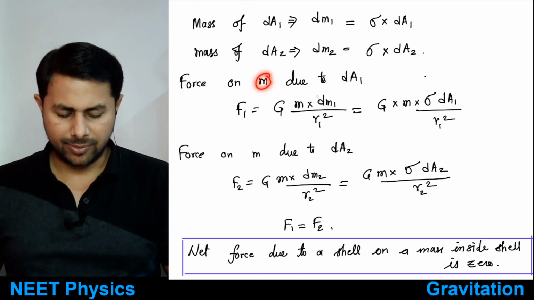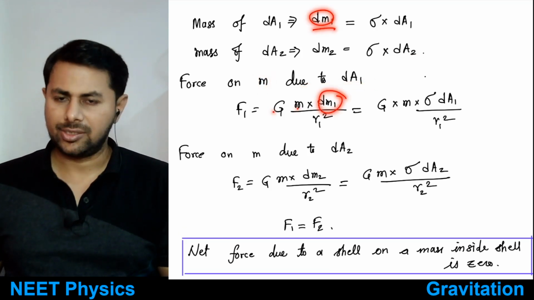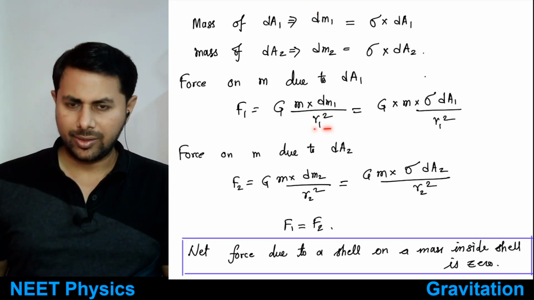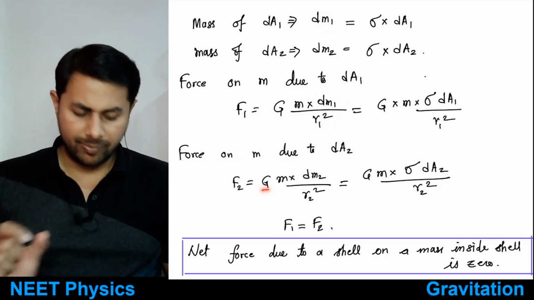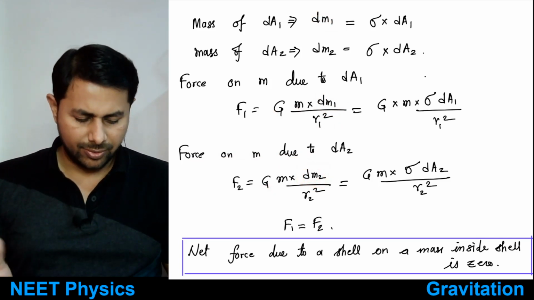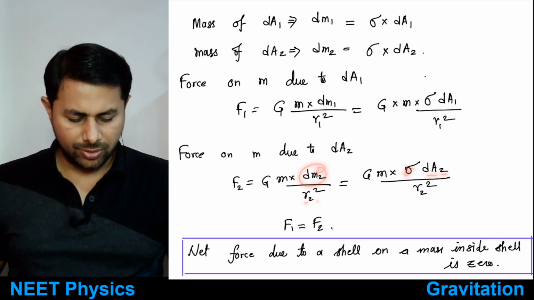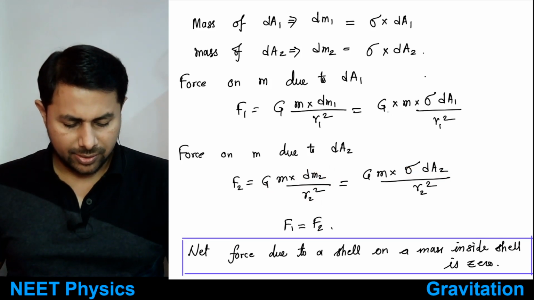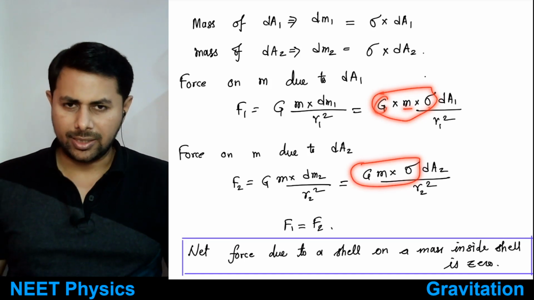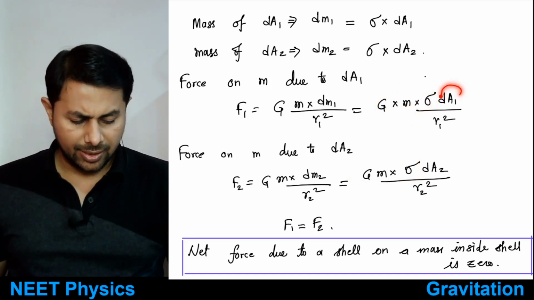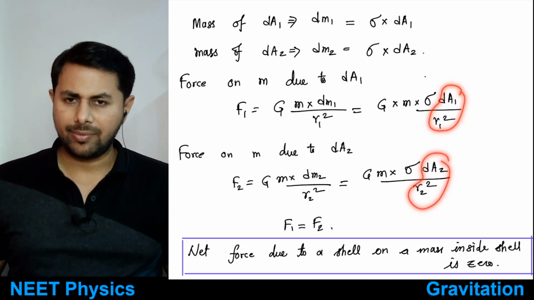So force on small m due to dA1 would be just equal to G times m times this dm1 upon r1 square. And force on m due to dA2 would be G times small m multiplied by mass of the area dA2, divided by r2 square. What is dm2? It is sigma multiplied by dA2. So if you notice, these things are common. G times m times sigma is common in this formula as well as in this formula. That means in both of the forces. Then here you have dA1 divided by r1 square. Here you have dA2 divided by r2 square.